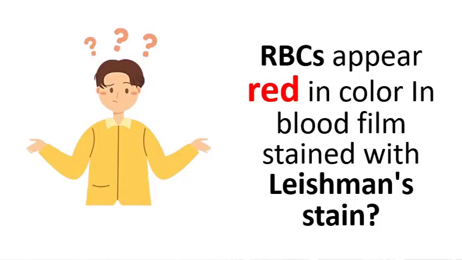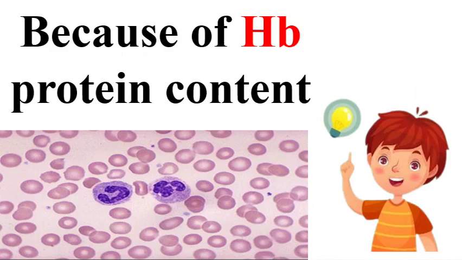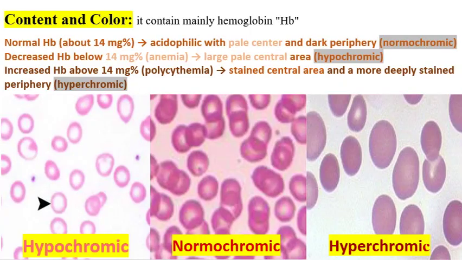So, why do the RBCs appear red in color in a blood film stained with Leishman stain? What is the cause of the red color? The red color is because of the hemoglobin protein content. Hemoglobin protein content makes it red in color. This is the RBC stained with Leishman stain, appearing red in color. It contains mainly hemoglobin.